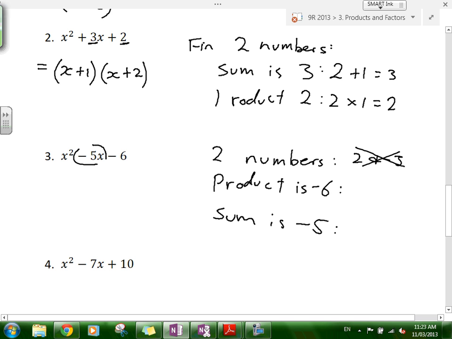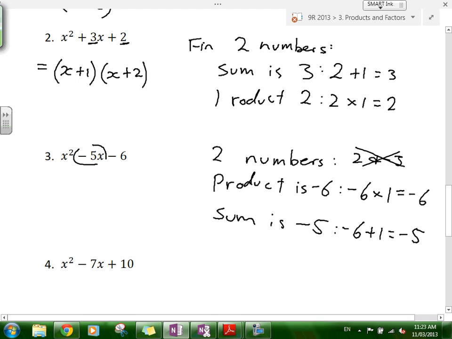And 3 and minus 2 won't work either. That's going to be positive 1. Yes, 1. Yeah, it's negative 6 and positive 1. So if we do negative 6 times 1, that equals negative 6. Negative 6 plus 1 is equal to negative 5.